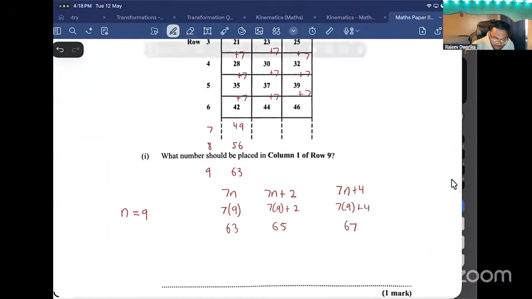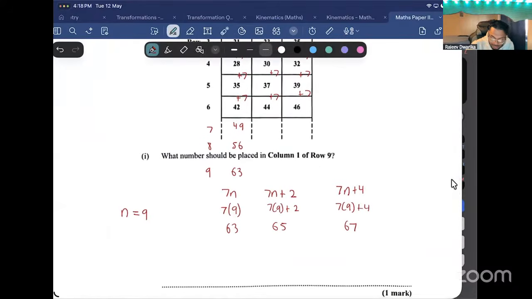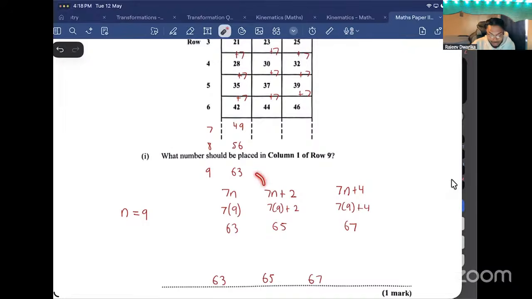A million different ways, but essentially your answer is going to be 63, 65, and 67. Why did I do it like this? I did it like this so you guys could see it's essentially the same thing you were dealing with in all the other years, just looks a bit different. Patterns and sequences, right? Yes, sir.